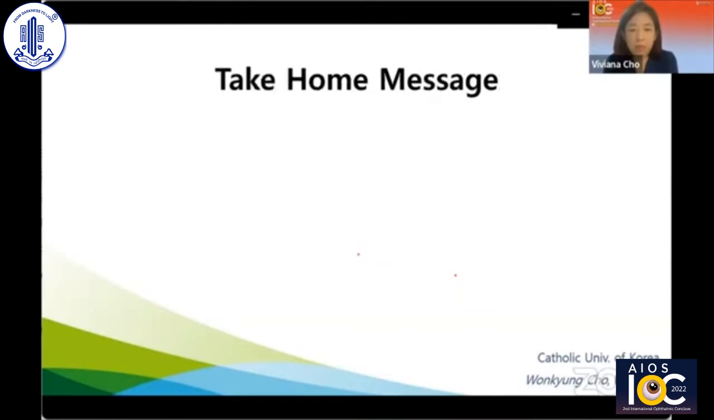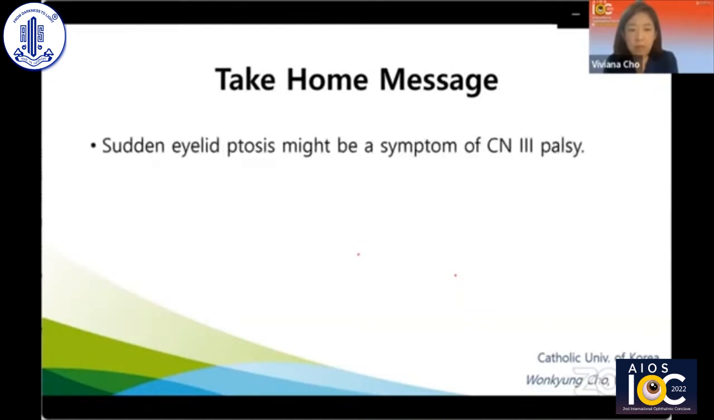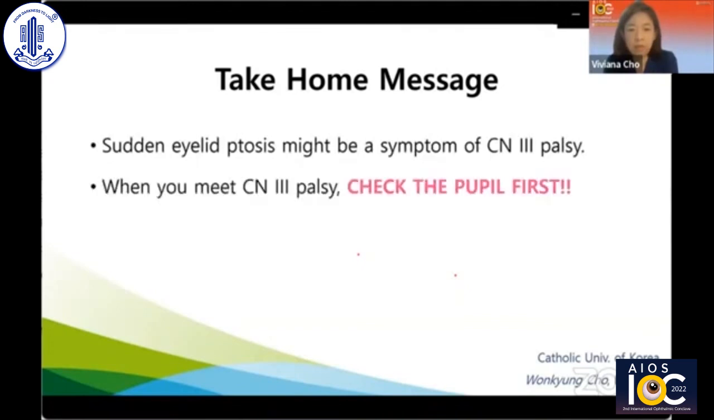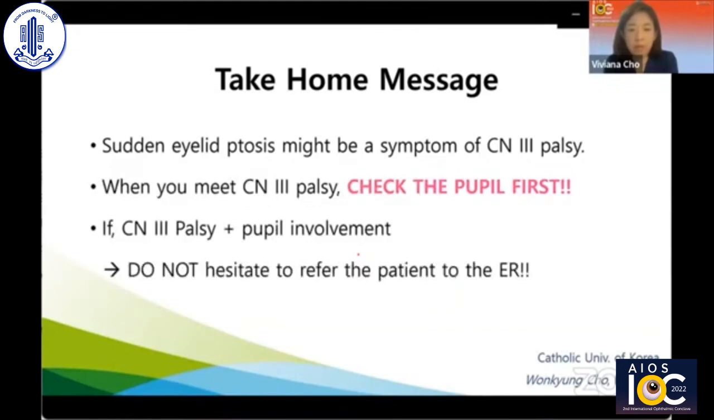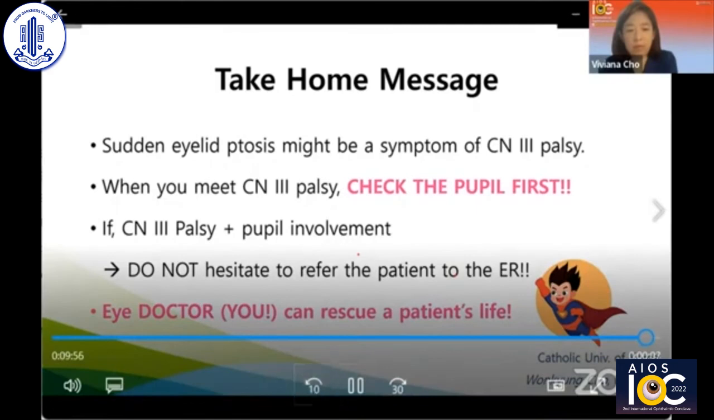This is the last slide, the take-home message. Sudden eyelid ptosis might be a symptom of third cranial nerve palsy. When you meet third cranial nerve palsy, check the pupil first. If a third cranial nerve palsy patient has pupil involvement, do not hesitate to refer the patient to the ER. Then, even an eye doctor can rescue a patient's life.